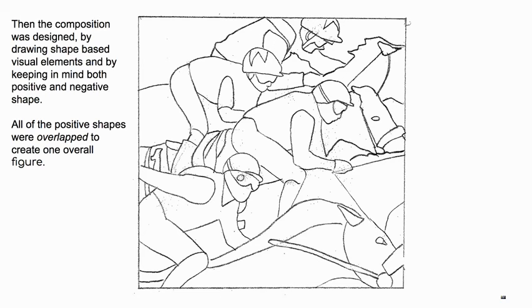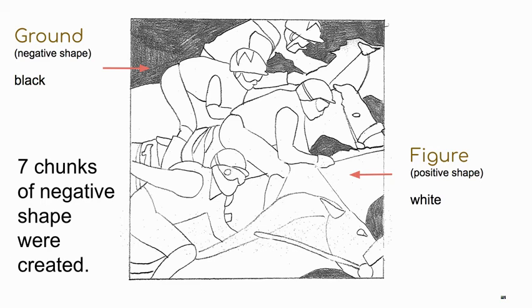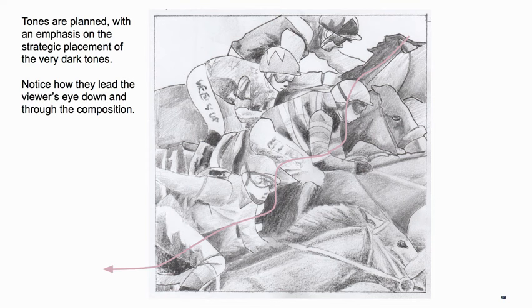But then immediately I start to think about, okay, what should the value of the negative shape be? What should the value of the positive shape be? I've shaded in the negative shape here just to make it clear that I was thinking positive shape, negative shape. So in other words, I strategically arranged my positive shape within the format to create 7 smaller chunks of negative shape. Now here's my value plan though. With that pink arrow, what I'm suggesting is that I strategically arranged my dark tones to create that sense of movement kind of diagonally down the composition.